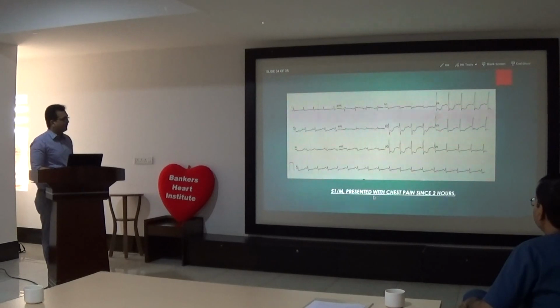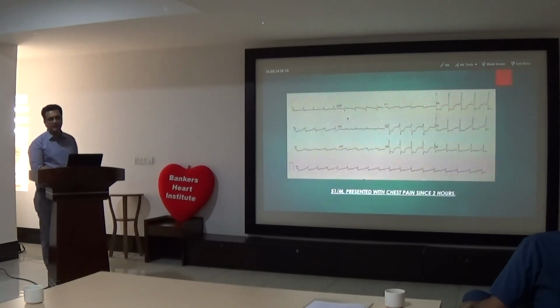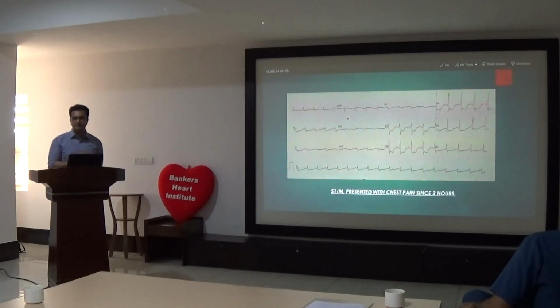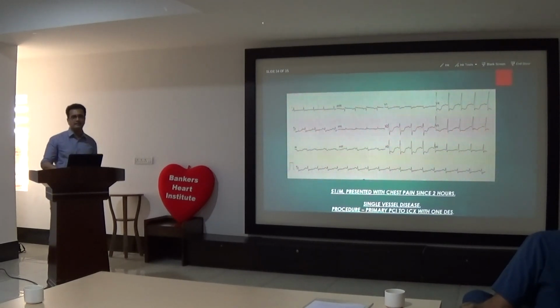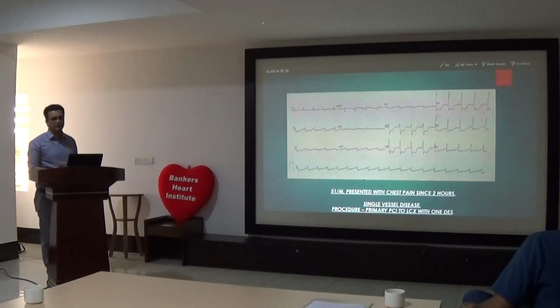This is a 51-year-old male. He presented with chest pain, classical history of chest pain with 2 hours. In this ECG, there is ST elevation in lead AVR along with ST depression in all the other leads. So, as per the ECG, it looks like an LMCA occlusion, but on the angiogram, the patient only had a single vessel disease, an occlusion in the LCX, and it was stented with 1 drug-eluting stent.